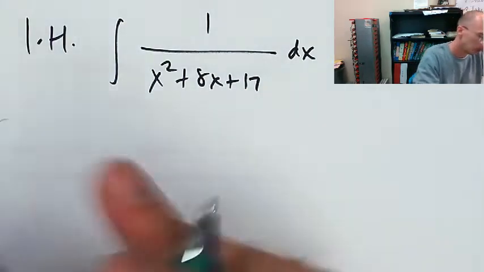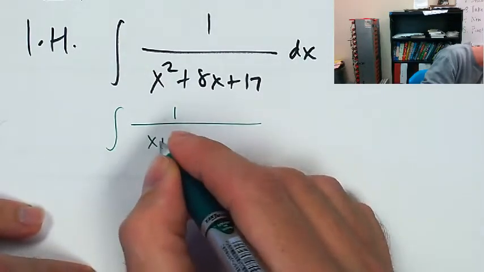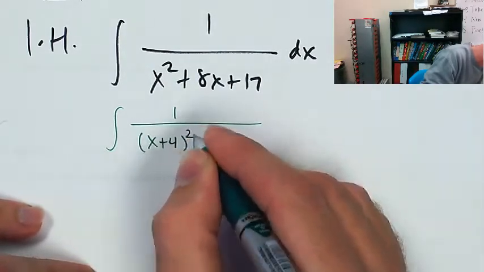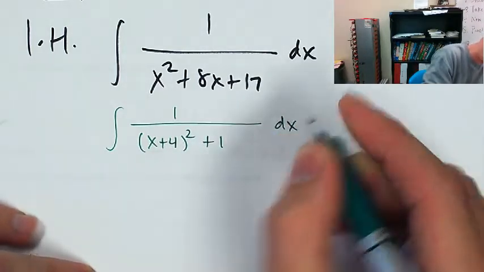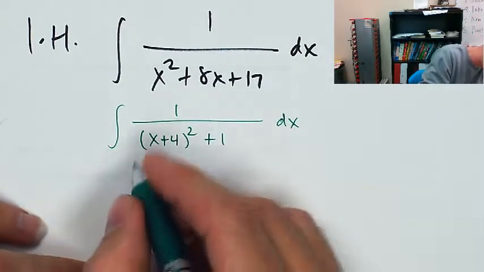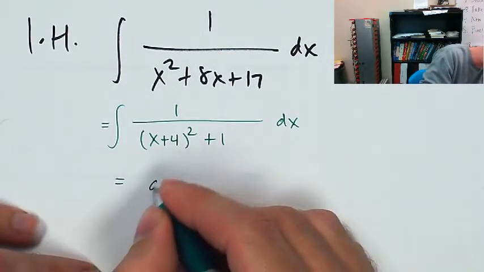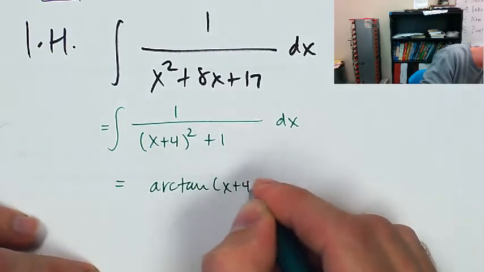So I'm going to say, all right, this is the integral of 1 over x plus 4 squared, which would be x squared plus 8x plus 16, plus 1. And so I know, if it's off by 1 from a perfect square, it's going to be the arctangent pattern. And so that's equal to inverse tangent of x plus 4 plus c.